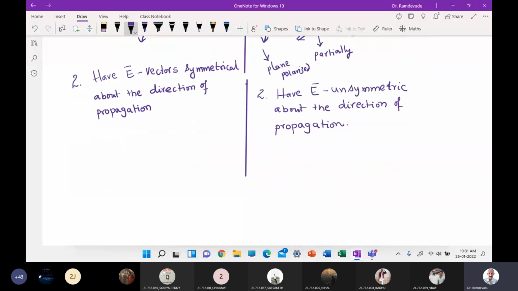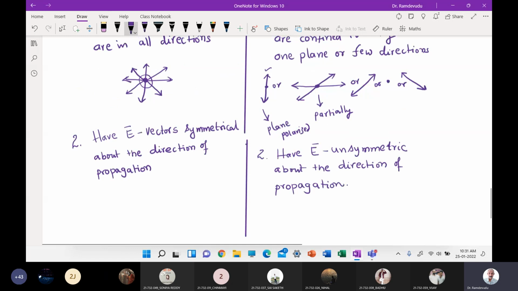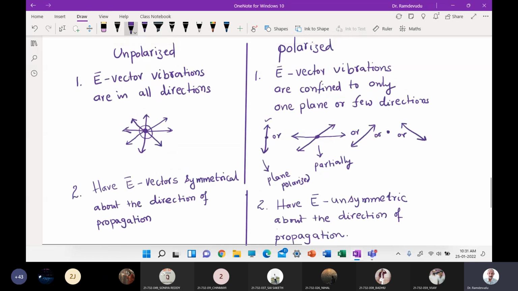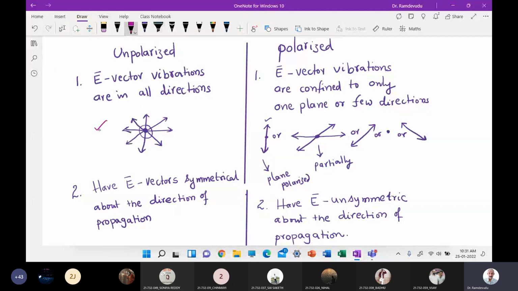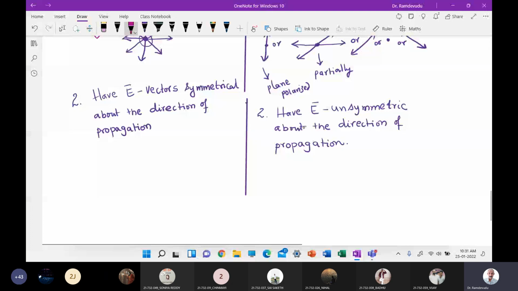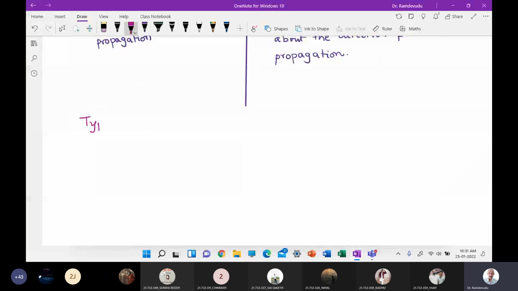These are the most important points of the differences between unpolarized and polarized. This is the representation we can do for the unpolarized wave, and this is a polarized light having one E vector. So these are them. But there are different types of polarized lights. So we look at types of polarized lights.